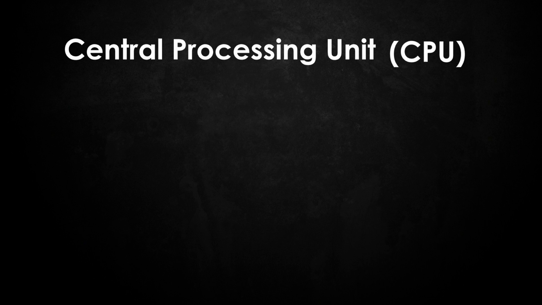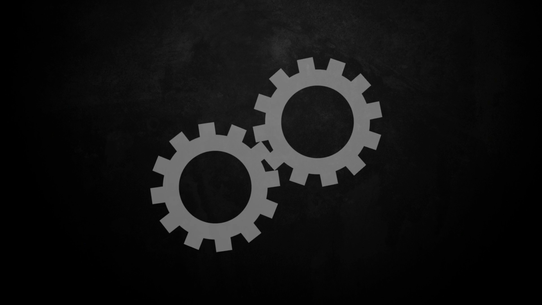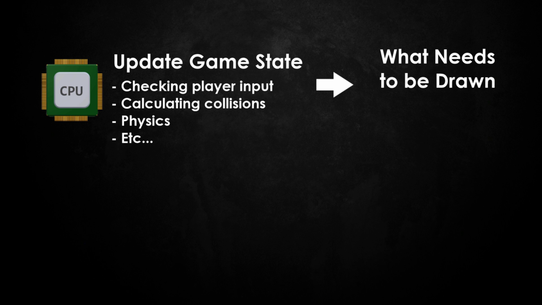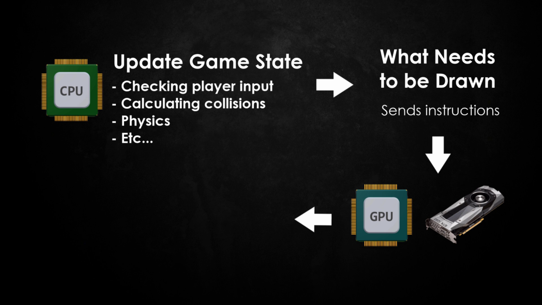So, to start off, let's first get a basic understanding of the Central Processing Unit, or CPU, and the Graphics Processing Unit, GPU. The reason for this is because these two units work together to essentially make your game run. The CPU, every frame, updates the game state. This includes checking player input, calculating collisions, physics. Once these calculations are done, the CPU then decides what needs to be drawn on the screen, and sends these instructions to the GPU, which handles generally graphical related elements, i.e. the actual visuals of the game. And with these instructions, the GPU draws the frame.